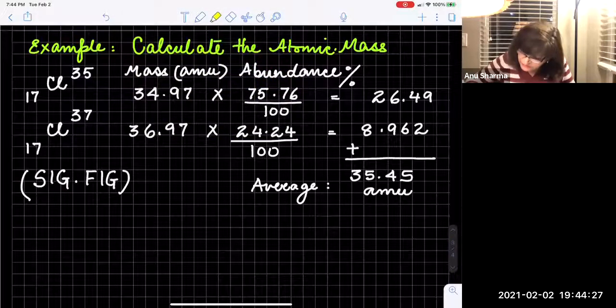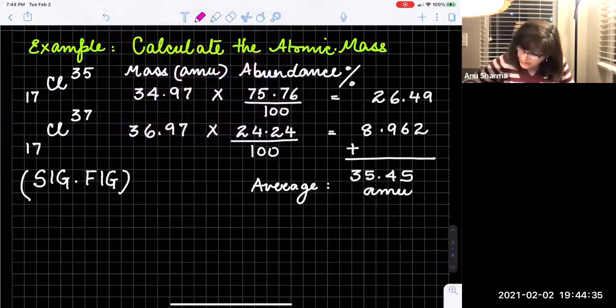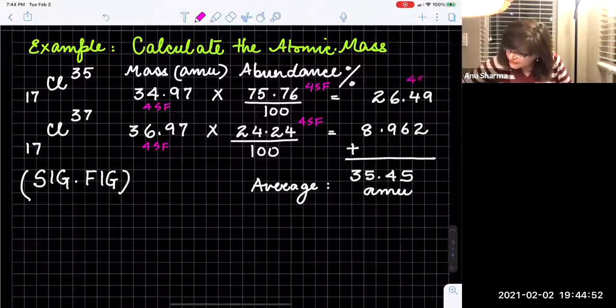All right, so here you see this, look at the significant figures. This is, let me make this smaller. Okay, so this is 4 significant figures. This is 4 significant figures. This is 4 significant figures. Okay, so when you do all this math and divide, for some reason, this one is 4 significant figures. And let's say this is 5 significant figures.